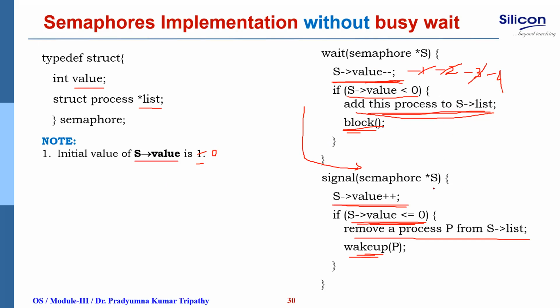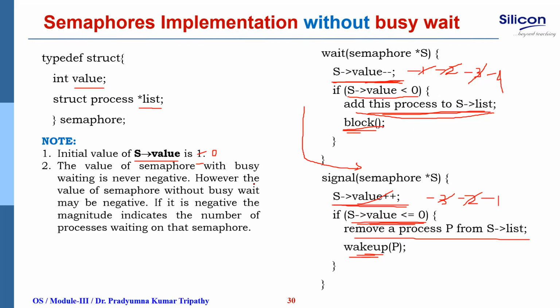While coming out, when the first process has finished its execution, it will increment the value, so it goes from -3 to -2. If it is less than or equal to 0, it will remove a process from the list and wake it up. Similarly, for the next one it will be -1, and for the next one 0. Like that, it goes on, incrementing every time till it becomes 0. Correct?